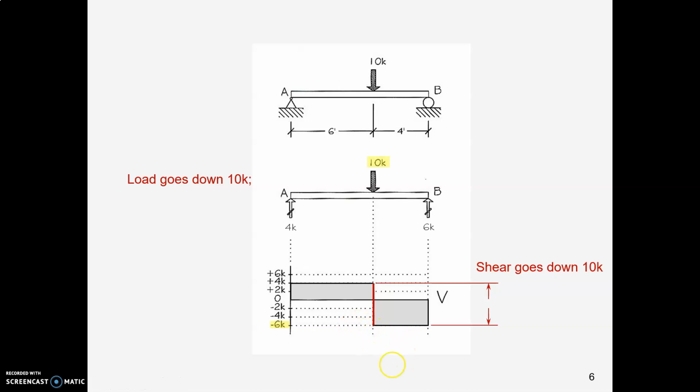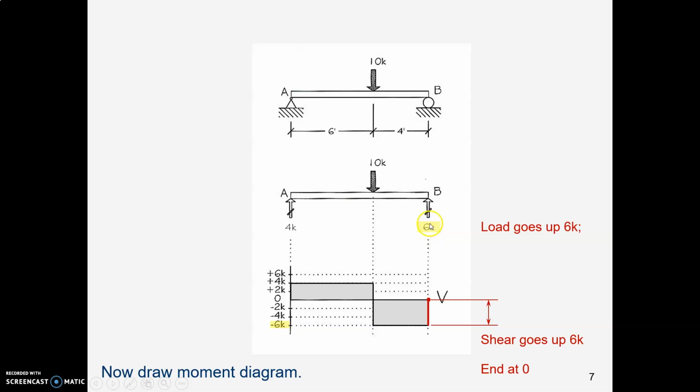So now I'm down here. And now nothing is happening until we get to the very end, when the reaction at B goes up 6k. So my shear diagram goes up 6k. And that makes me end at 0. Now we can draw our moment diagram.